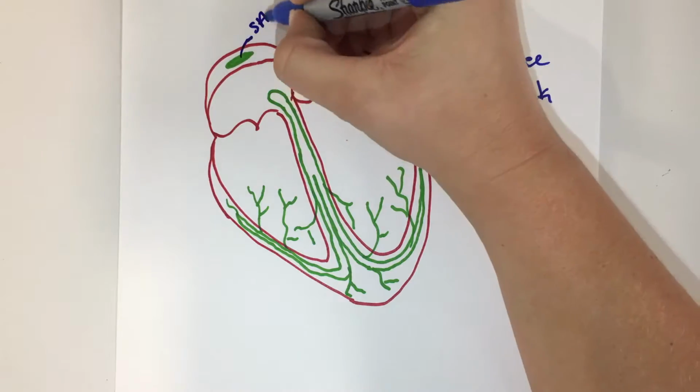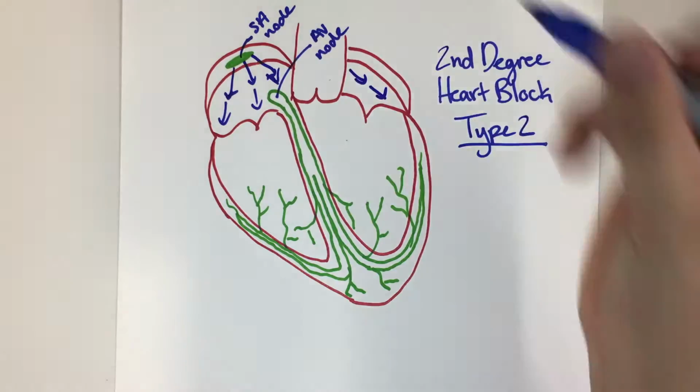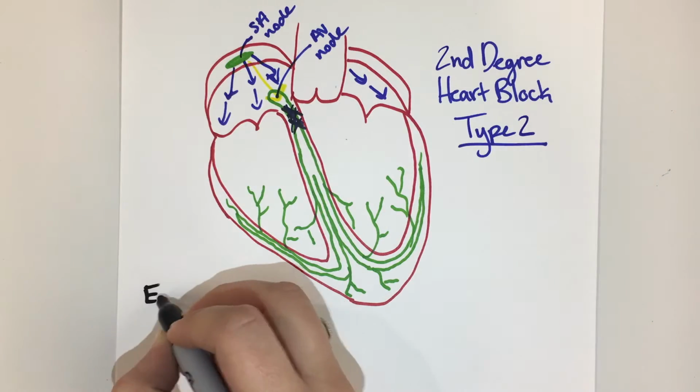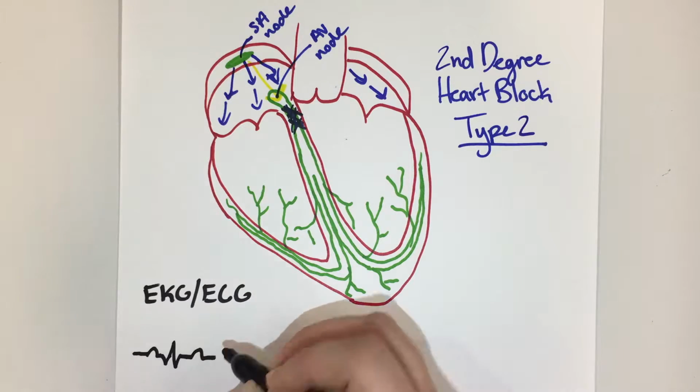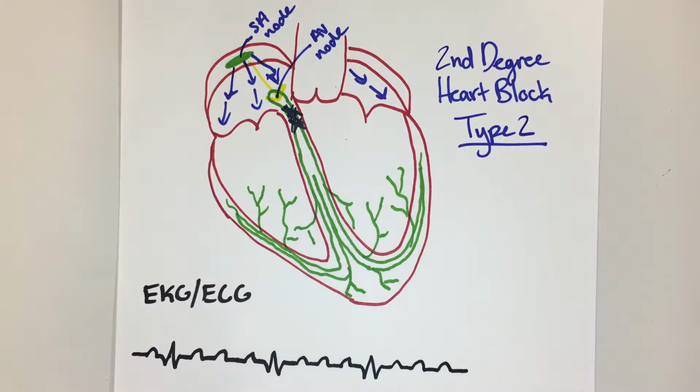The SA node still functions and the electrical signal still makes it to the AV node. However, there is yet again a dysfunction in this AV node region. When you take a look at this EKG and label all the separate waves, you see a weird pattern. There is only a QRS wave every other P wave.